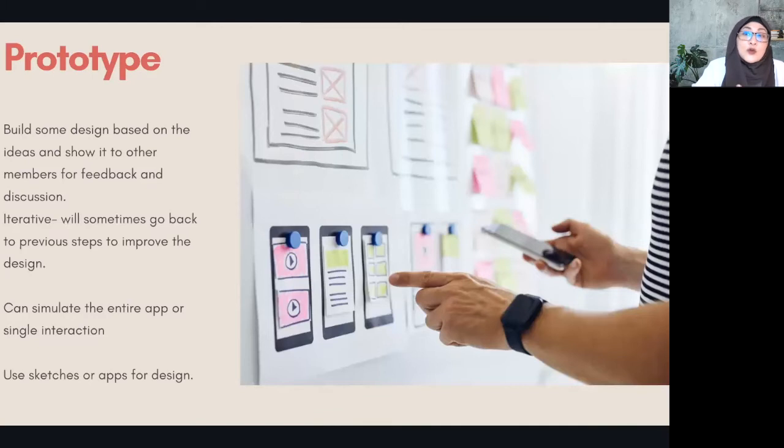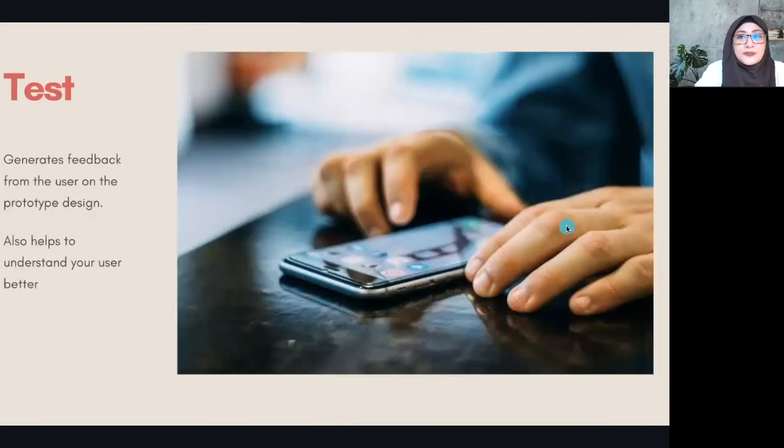The next stage is prototype, where you build some ideas, some designs based on the ideas, and show them to other members for feedback and also discussion. It is iterative. Sometimes we can go back to the previous steps to improve the design. You can simulate the entire application or a single interaction. We can use sketches or apps to come up with the prototype.